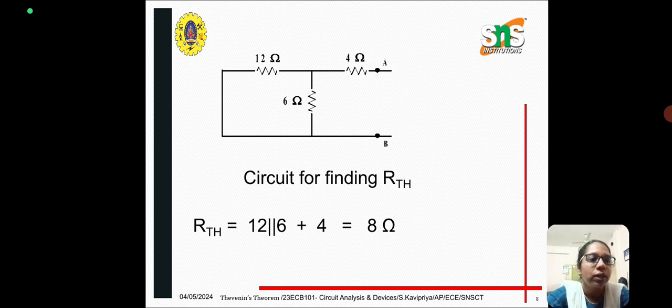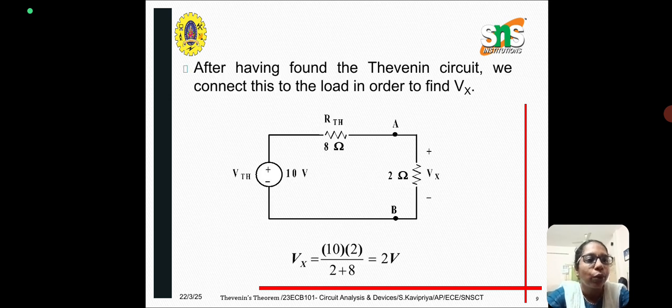So we have found VTH and also the 8 ohms. The next step is to draw the Thevenin's equivalent circuit. In the Thevenin's equivalent circuit, first we put a voltage source VTH, which is 10 volts, and we connect the RTH resistance in series with the voltage source. The RTH value we have got is 8 ohms, and from the diagram we know the value of the load resistor, which is 2 ohms. So we have VTH, RTH and the load resistor.